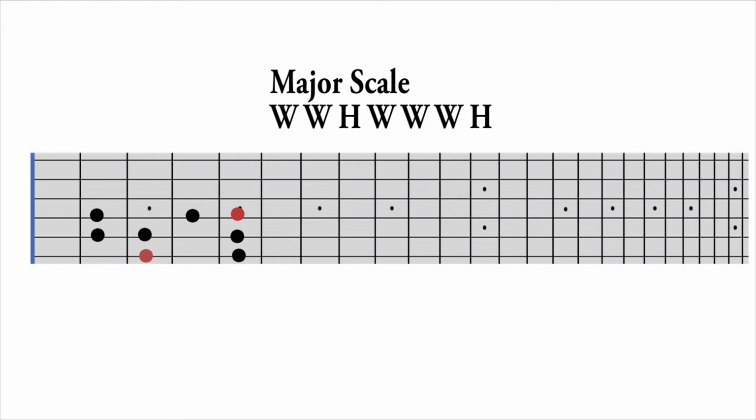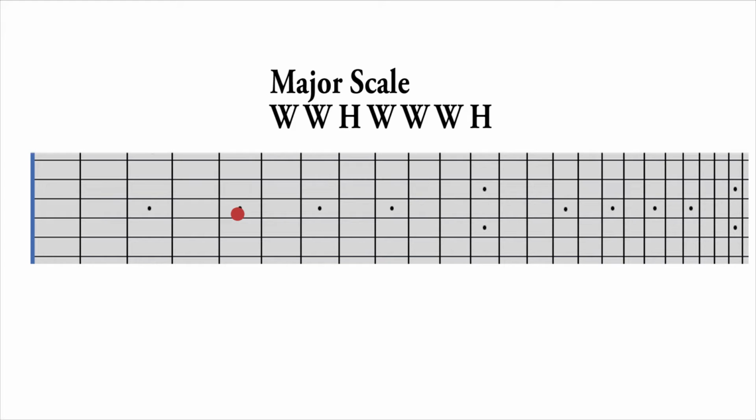Now, so far in this pattern, we've played the major scale in 1 octave, but you can actually extend it out to a 2nd octave across all 6 strings. So let's continue the pattern. This time the root note starts at the 4th string at the 5th fret. And we're going to follow the formula of whole, whole, half, whole, whole, whole, half.